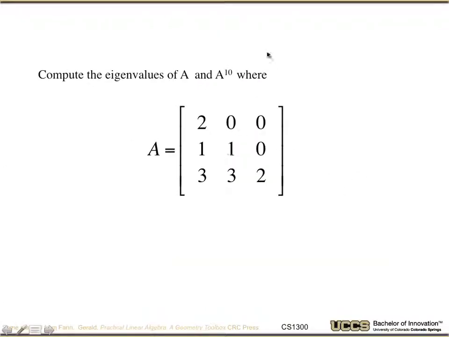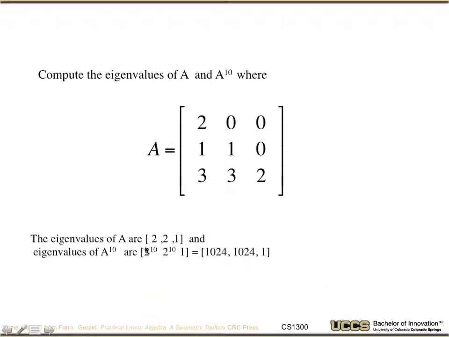So let's use our eigenvalues to help us solve problems. Let's consider the eigenvalues of the matrix A and the matrix A to the 10th. So hopefully you quickly recognize that this is, again, the special triangular form. So the eigenvalues here are just 2, 2, and 1, just reading off the diagonals.